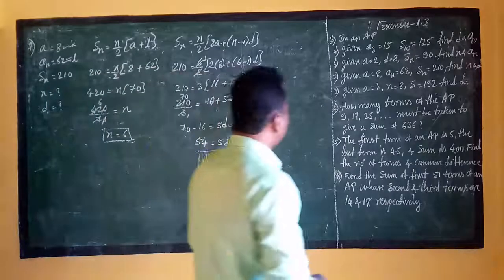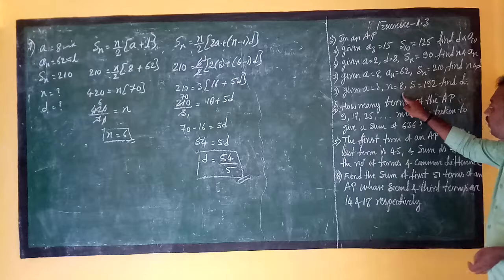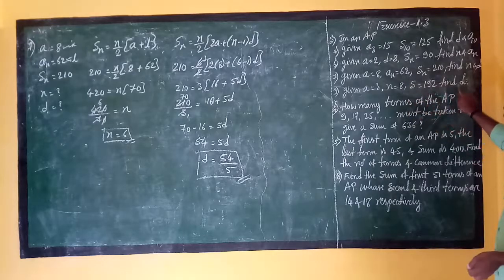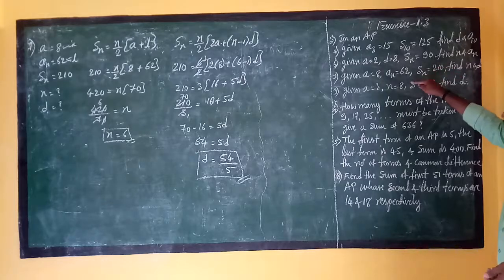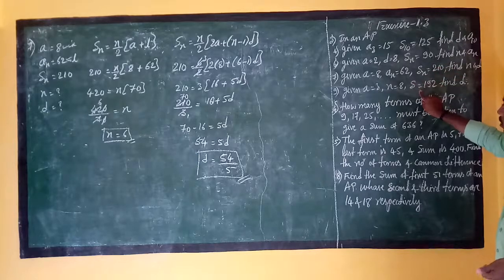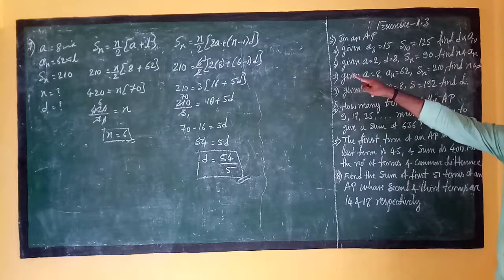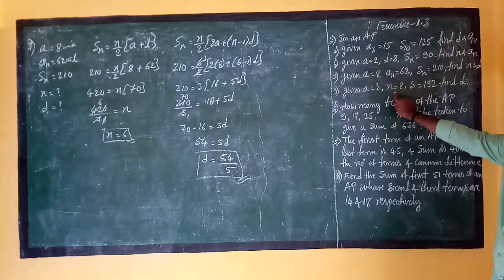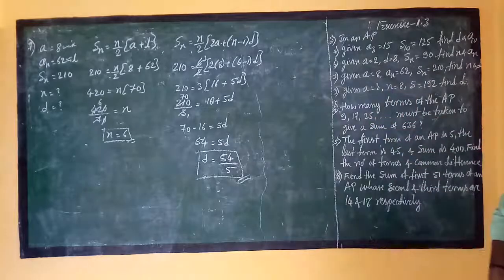And then question number 9. Given a is equal to 3 and n is equal to 8, Sn is equal to 182, find the value of d, as in question number 7. So you have to calculate, but in these questions we have to use this formula: Sn is equal to n by 2 into 2a plus n minus 1 into d. Okay, so that you have to do at home. I will go to question number 4.